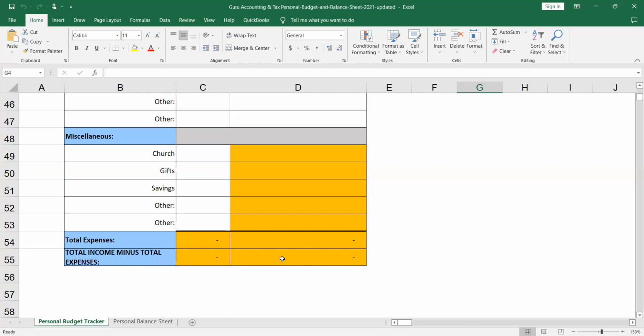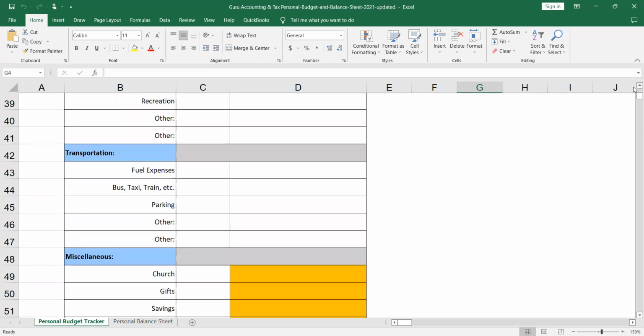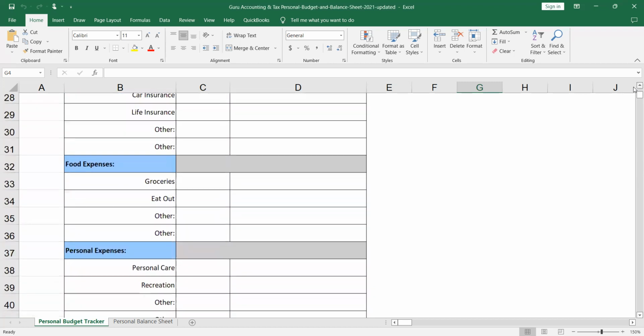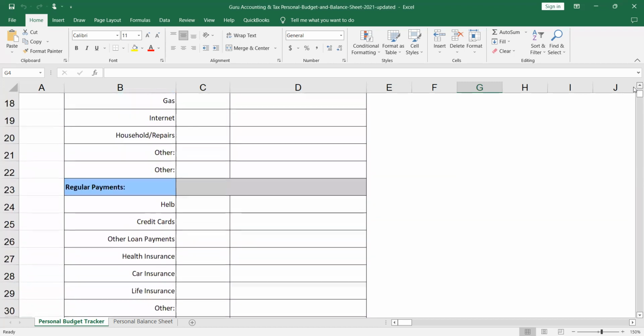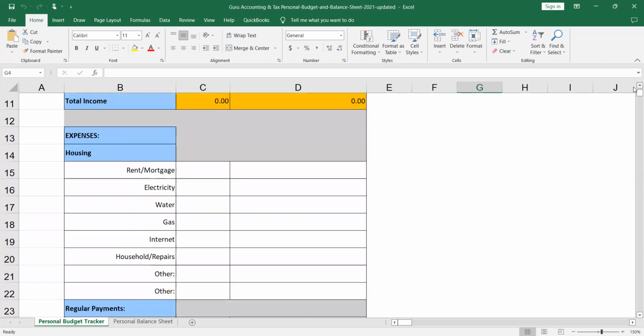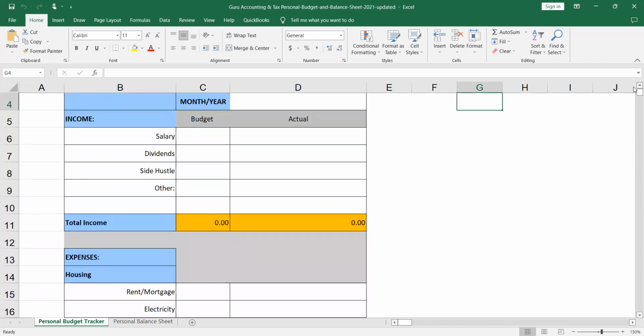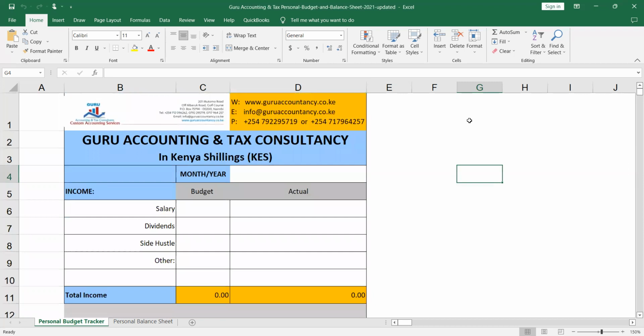is okay. So this one will be able to help you to keep track of the income and the expenses that an individual receives. So it's just a simple template that one can come up with. It can help you to see how you spend your money and what you expect in terms of income.